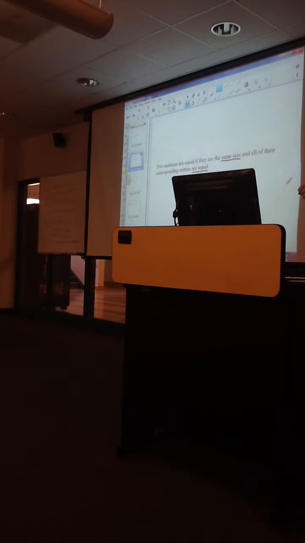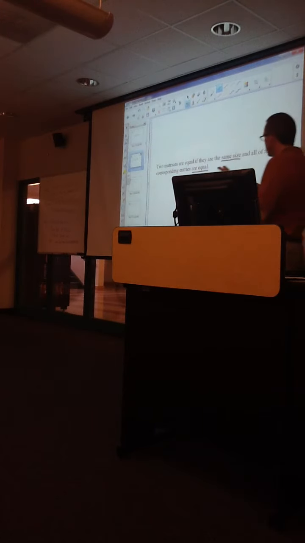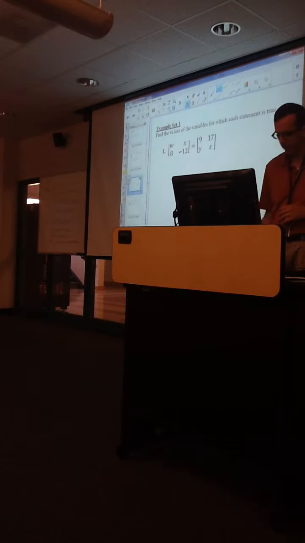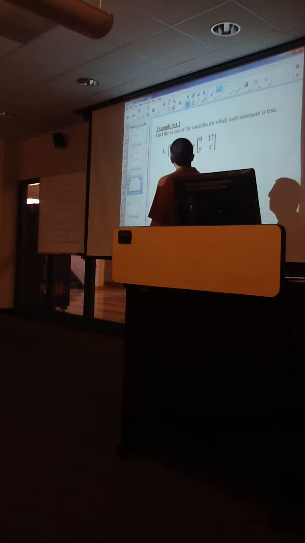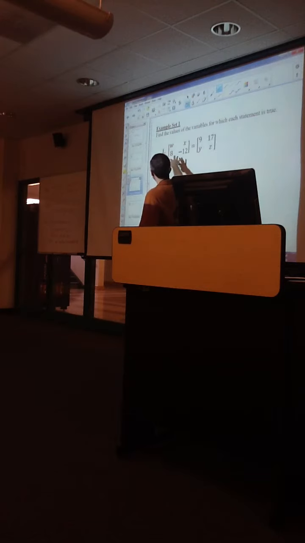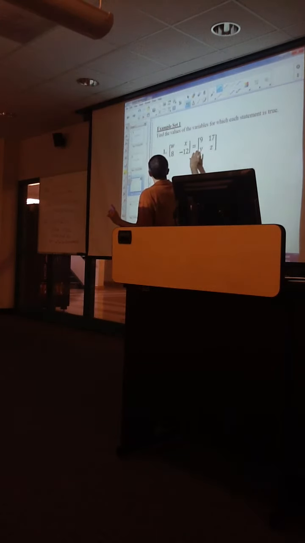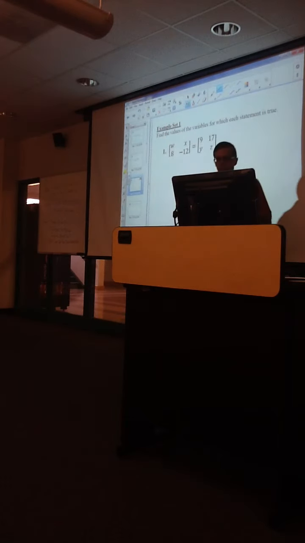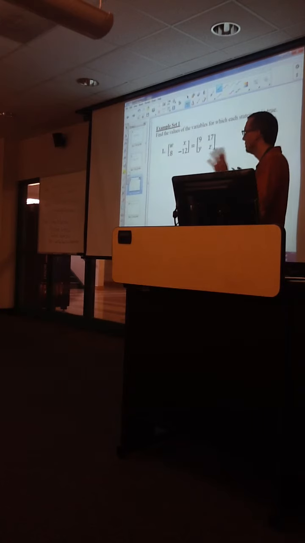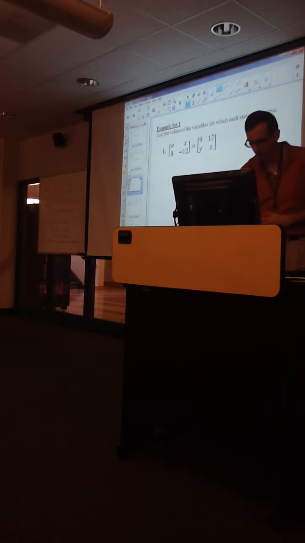When I think of corresponding entries, I think of entries that are in the same positions in the matrix. So look at example set 1, number 1. It says, find the values of the variables for which each statement is true. And notice that this is the first time we've seen a matrix set equal to another matrix. So I have a matrix equal to a matrix. So when you have a matrix equal to a matrix, you have to make sure that these matrices are the same size. Are they? Yes.